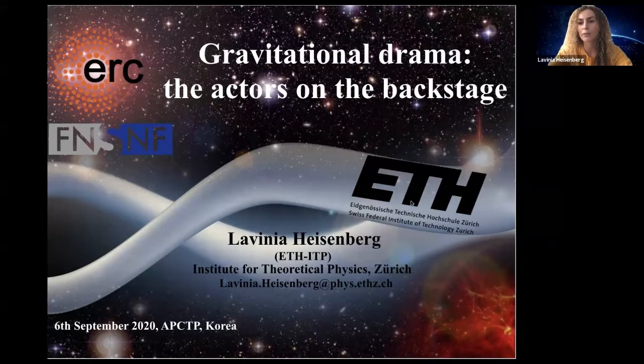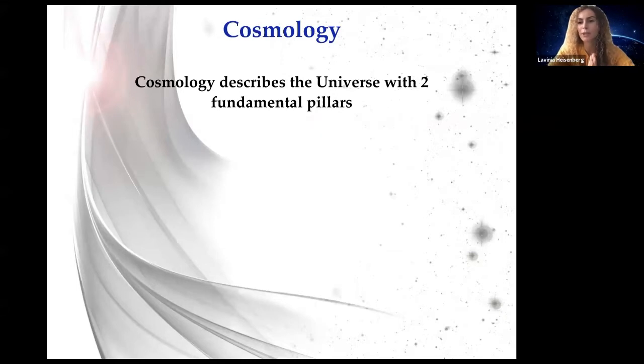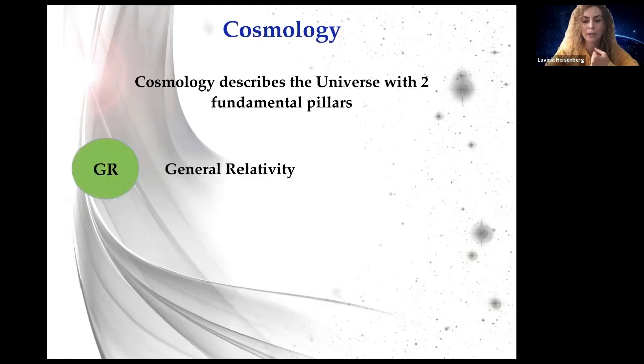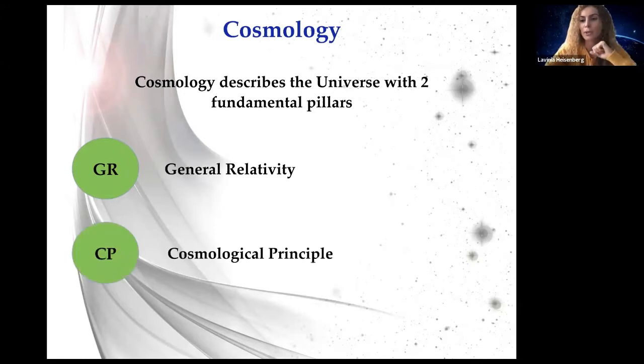So before I go into the gravitational actors, I will start with what we care about in cosmology, or how we do cosmology. Cosmology, as you know, describes the entire universe from its origin through the entire evolution. And it does it in a quite simple way, actually. Cosmology describes the universe with only 2 fundamental pillars. The first one is the assumption that general relativity is the theory of gravity, and the second is the cosmological principle, namely that the universe is on cosmological scales more or less homogeneous and isotropic.